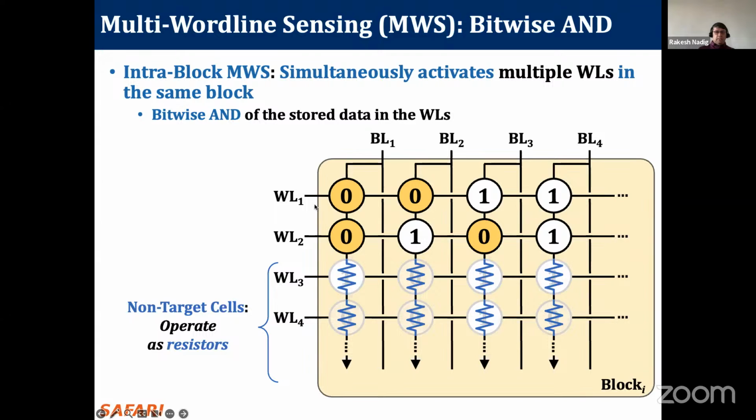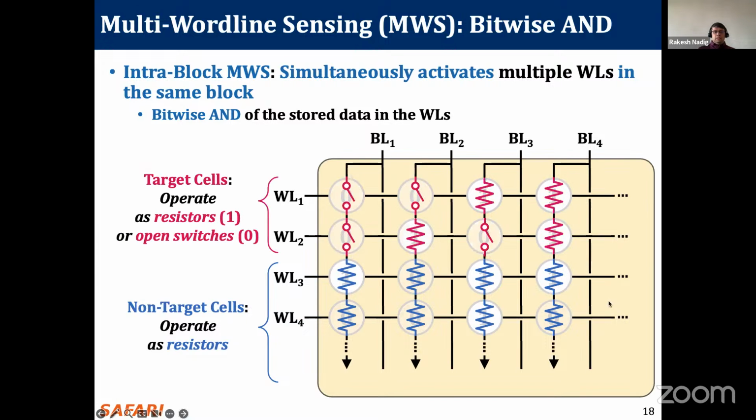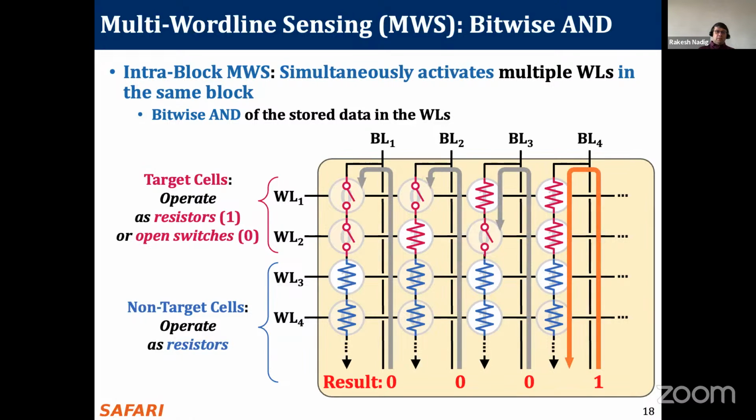Let's say we have 4 word lines here, and word line 3 and word line 4 are non-target cells, which means that we don't want to read them, and these operate as resistors because of the high pass-through voltage that we provide to these cells. Now, depending on the state of the cell, whether it's programmed or erased, they act as open switches or resistors.